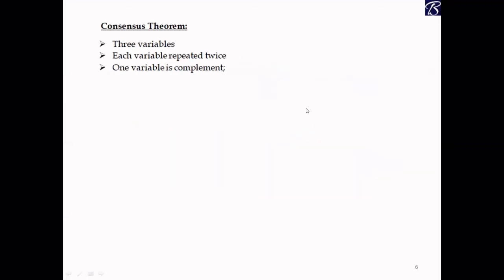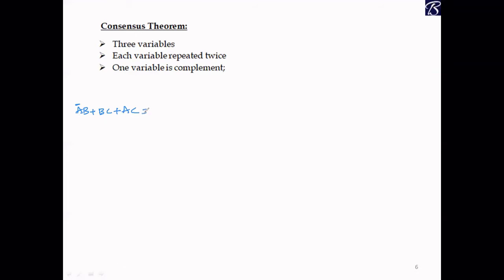Let us discuss the consensus theorem. If you have three variables in the expression, each variable repeated twice, and where one variable is complemented, then we can apply the consensus theorem. Let us take one example: AB plus BC plus AC. In this expression, there are three variables A, B, C, and each variable is repeated twice. Let us take a complement for A.